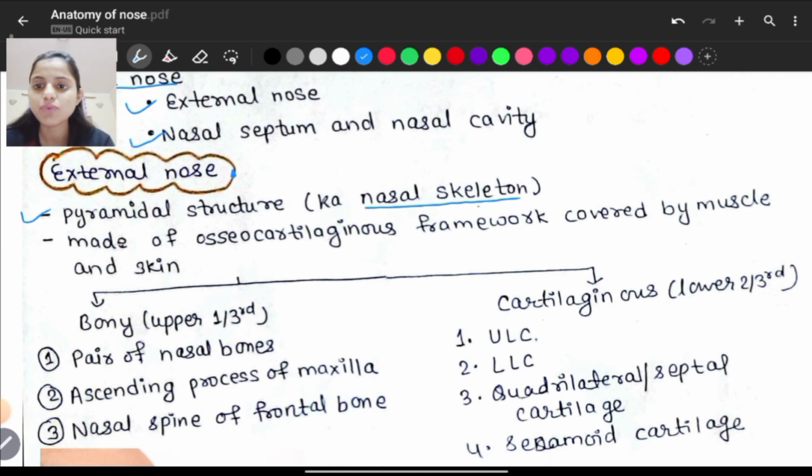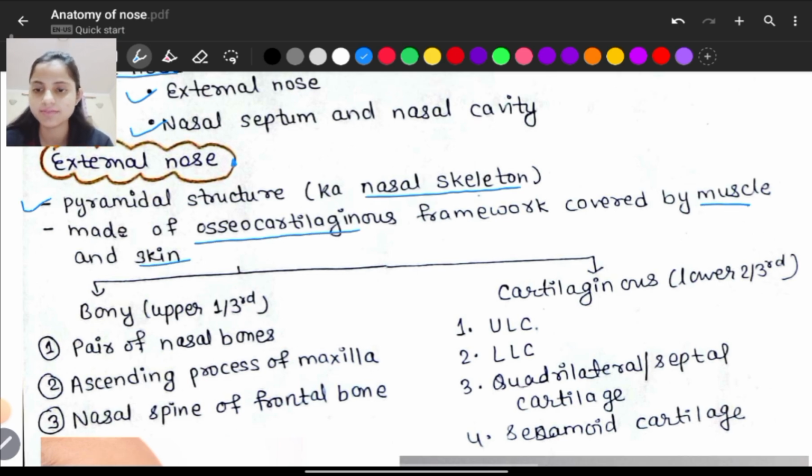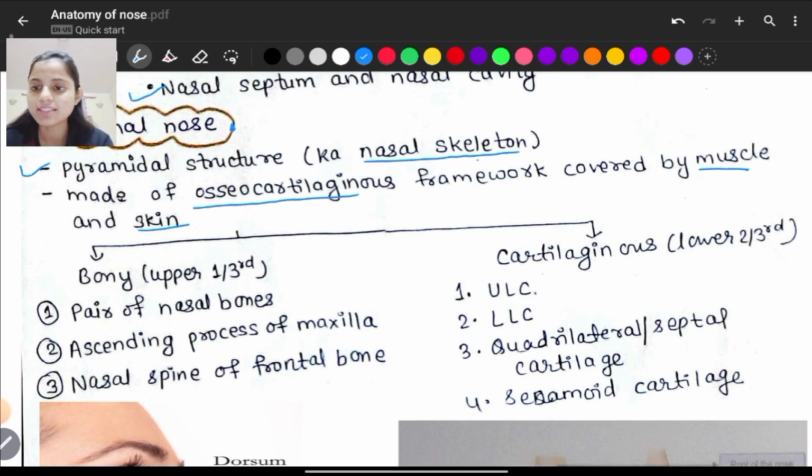It is made up of an osteocartilaginous framework covered by muscle and the skin. The external nose has the bony part and the cartilaginous part. In its upper one-third, it is bony, and in its lower two-thirds, it is cartilaginous.